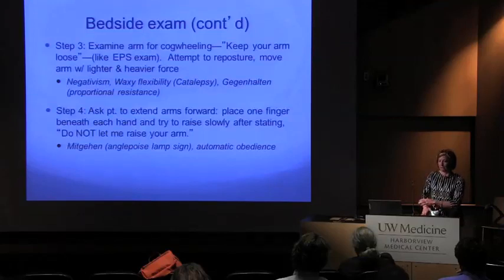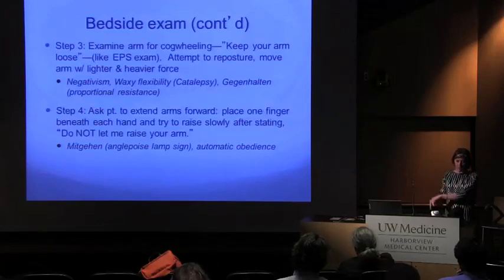It was completely negative. You can also check for waxy flexibility. So I'll be moving their hand, and normally when I'm checking for cogwheeling, I jerk their arm really quick, but I'll take their hand and just let it go. And someone with waxy flexibility does this.